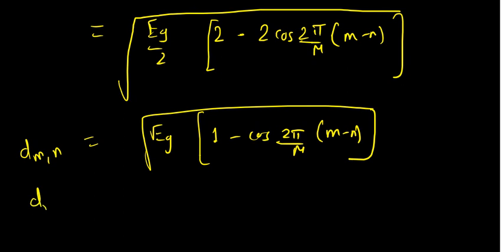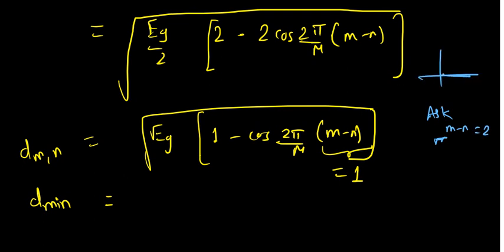And now again, for finding minimum distance, we know that the minimum here will be 1. Mind it that in ASK the minimum distance was 2, right? M minus n minimum was 2, because in ASK we have this amplitude on this side and this side, both sides having the same amplitude. So the distance between these two will be 2, right? But here it will be 1, right?